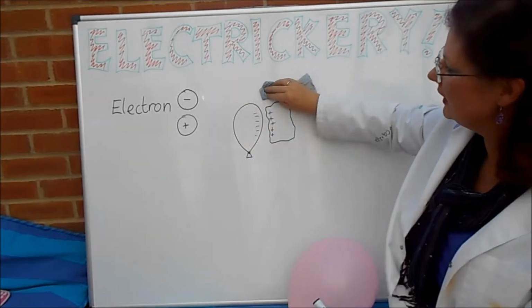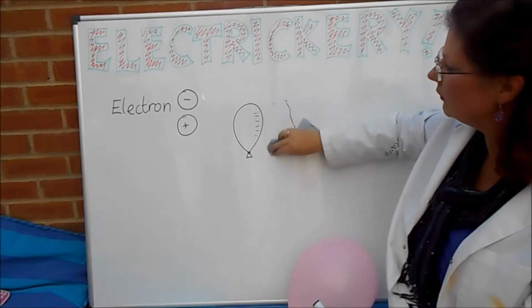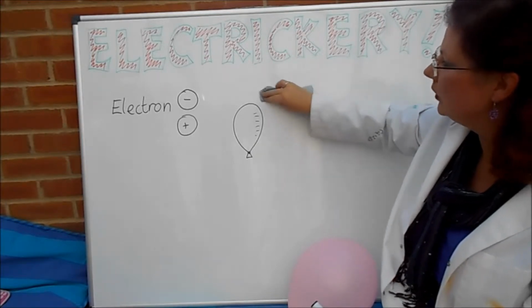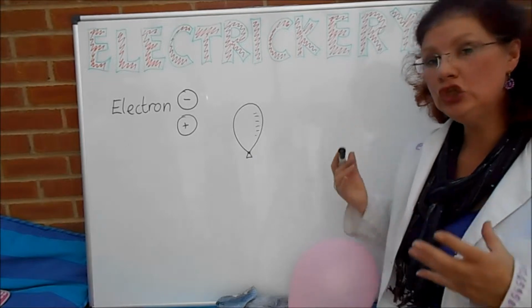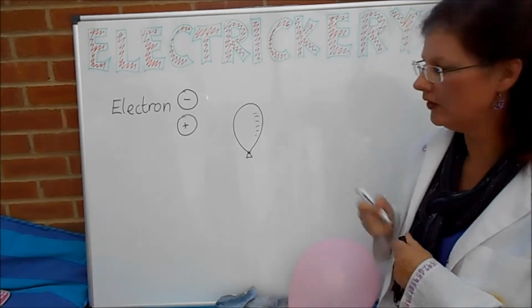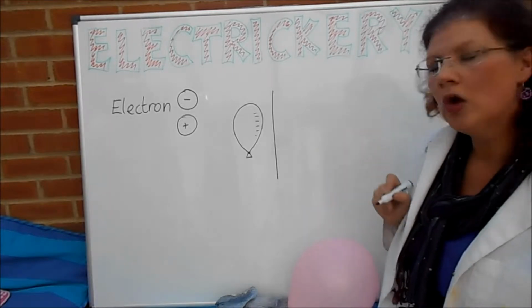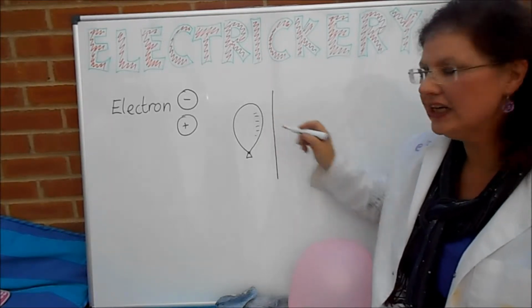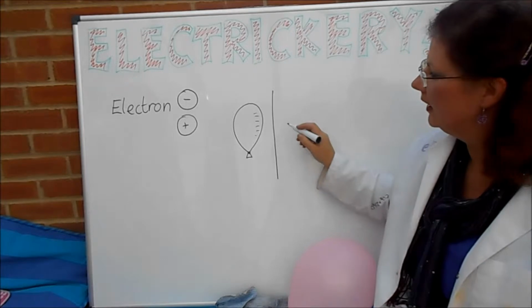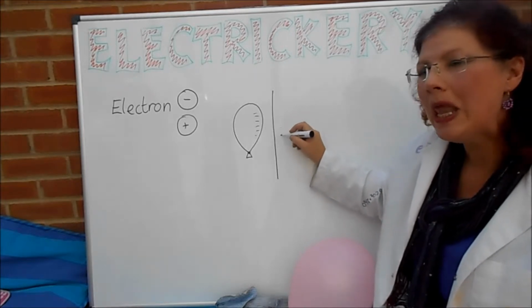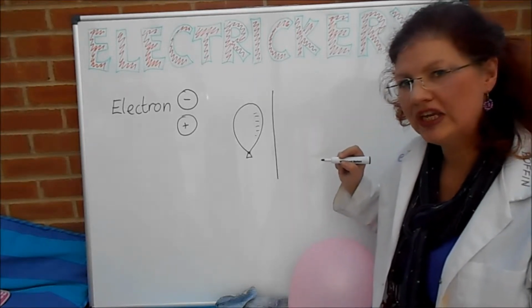As well as having a negative charge on itself, this balloon can also do what's called inducing a charge in something else. So if I put this balloon next to something like a wall, what will happen is that all the negative charges in the balloon don't like the negative charges in the wall.